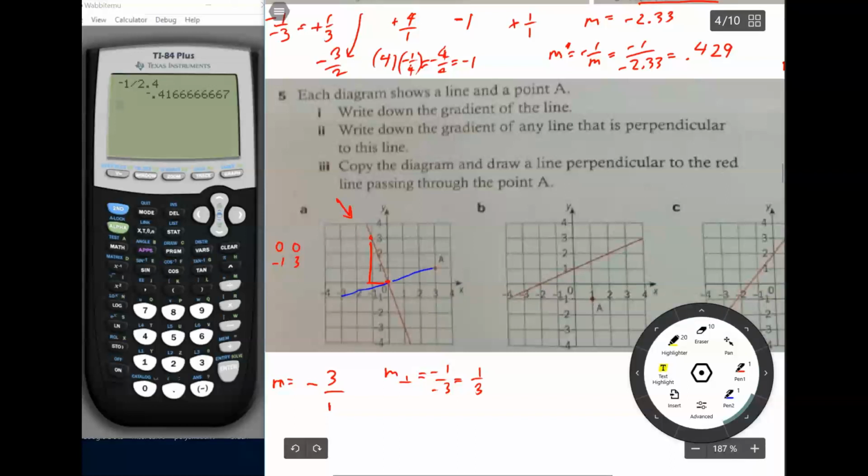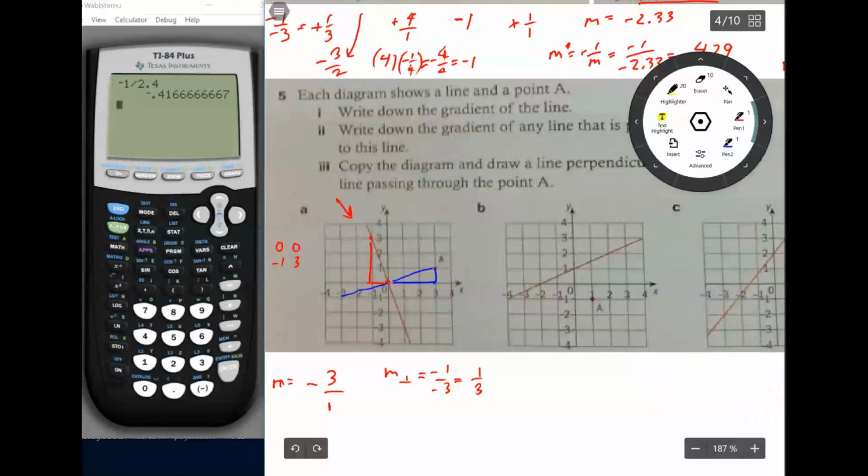Okay? And do you see how it just so happens that this triangle is also a triangle that has one side 3 and one side 1, just like we saw in the investigation. It's a similar triangle to the red triangle. It's just on its side. Okay? All right, let's do the next one.